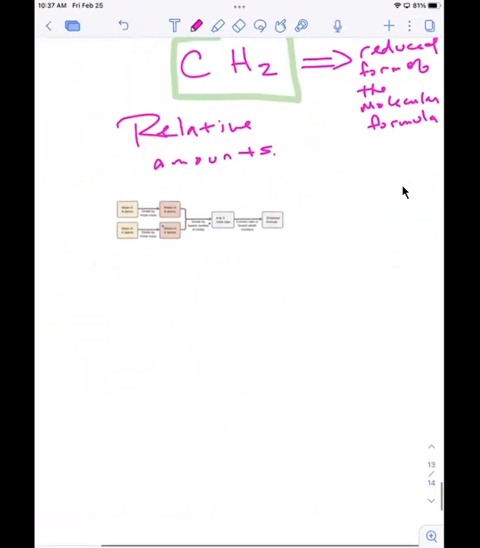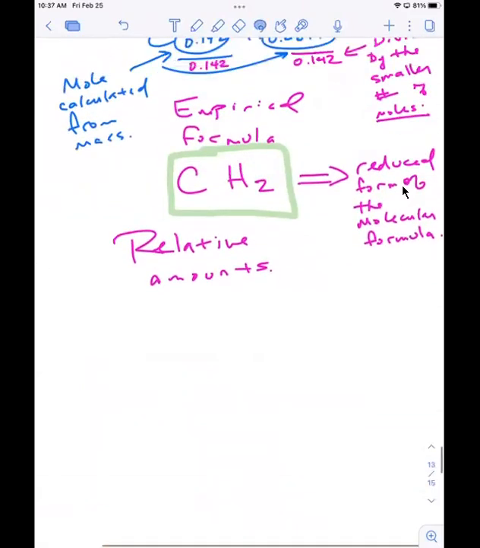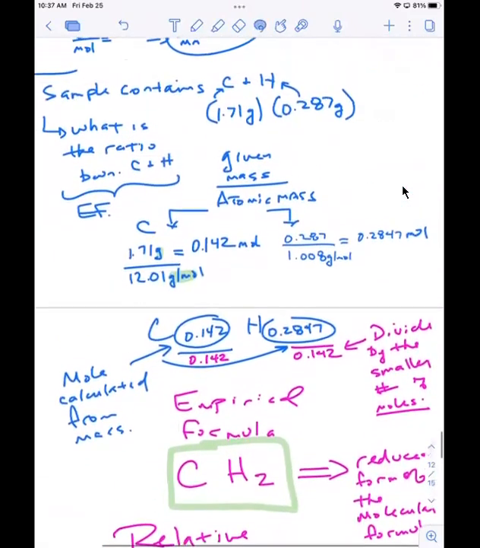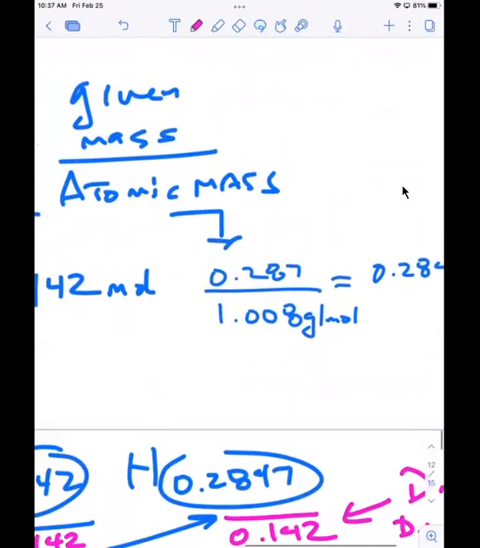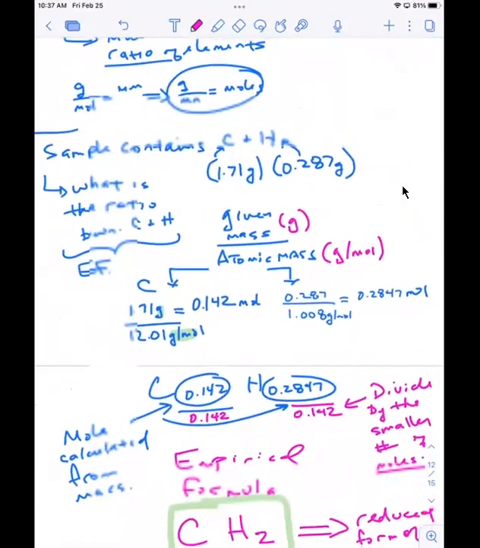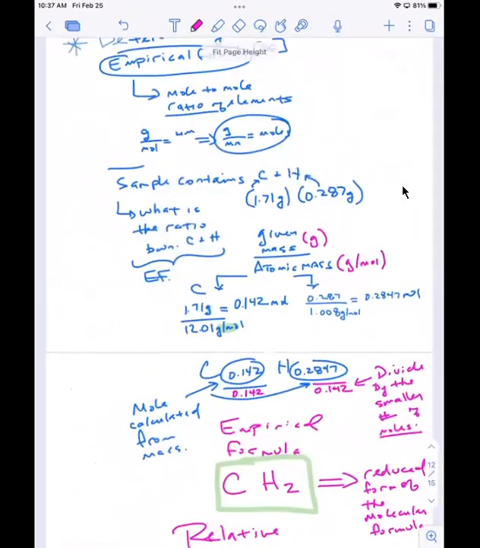Right? And one way to calculate it is to, again, find the mole to mole ratio based on a given mass. Use that given mass of each element and find the moles based on the given mass and the atomic mass. So the given mass is going to be in grams and the atomic mass is going to be in grams per mole. Right? So that's one way to calculate empirical. There are other ways too, but this is one way to calculate it.